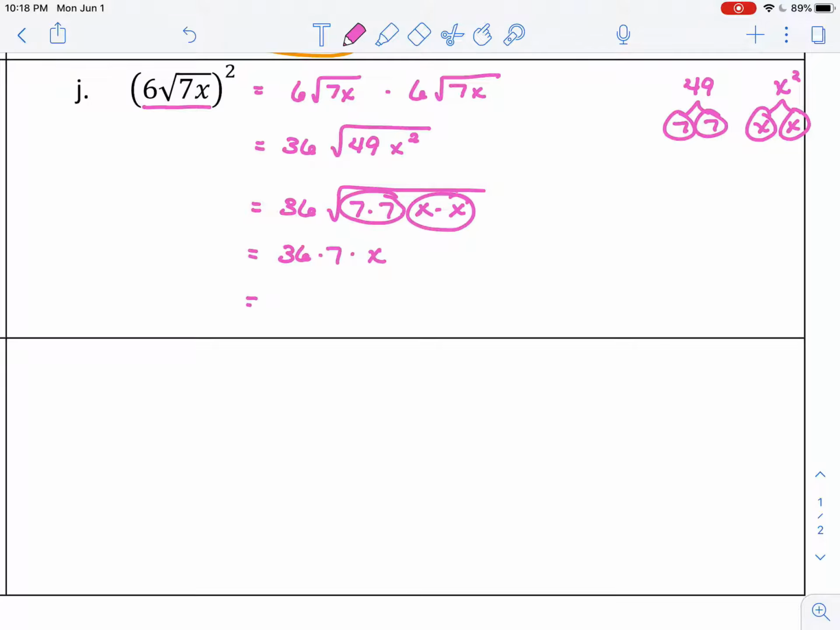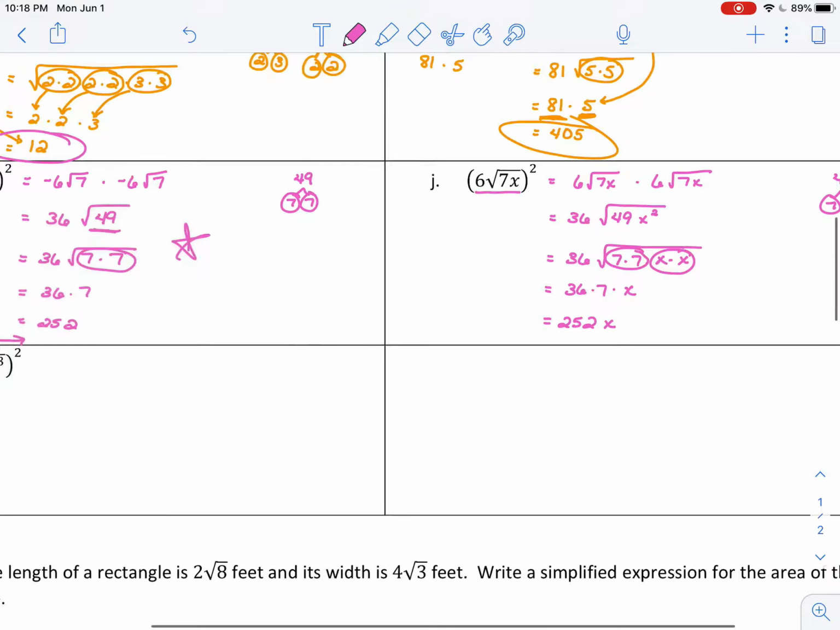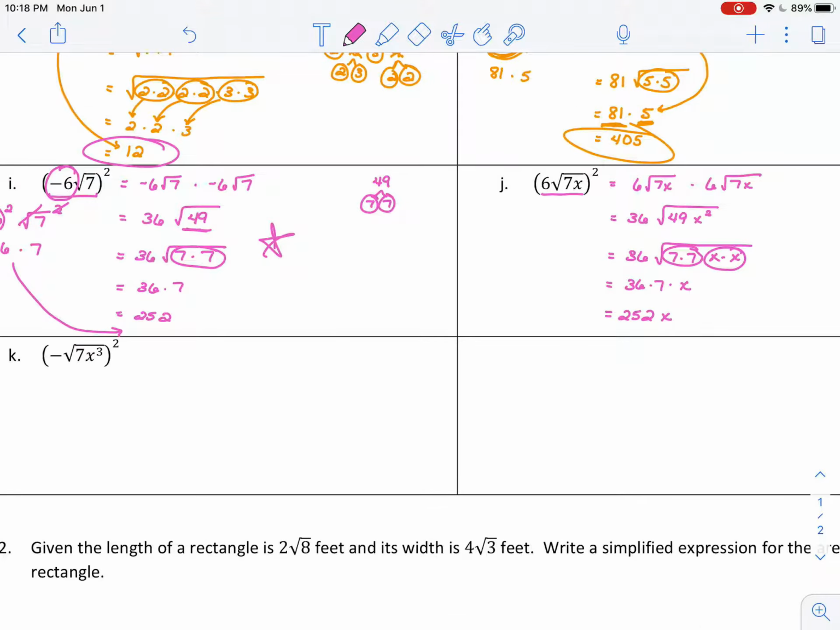36 times 7 is 252, and it literally took to this stage before I thought, this is kind of funny. Didn't we just do these numbers? I wasted a lot of time. This is almost identical to the last problem. It's missing a negative and it threw in an x. But really similar, slightly different results when you have the x in the radical, whatever.